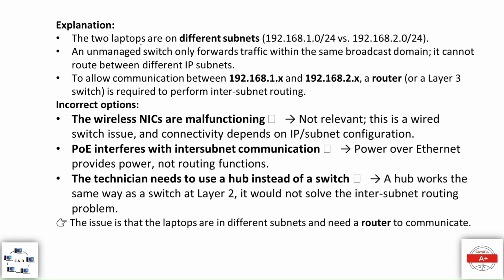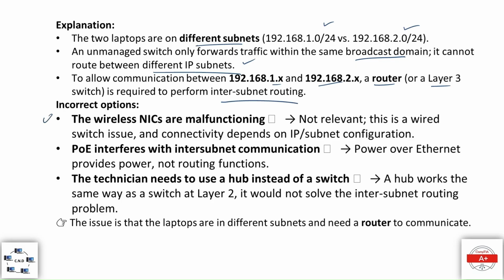So the explanation is, the two laptops are on different subnets, that is 192.168.1.0/24 and 192.168.2.0/24. An unmanaged switch only forwards traffic within the same broadcast domain. It cannot route between different IP subnets. So to allow communication between 192.168.1.x and 192.168.2.x, a router or a layer 3 switch is required to perform inter-subnet routing.